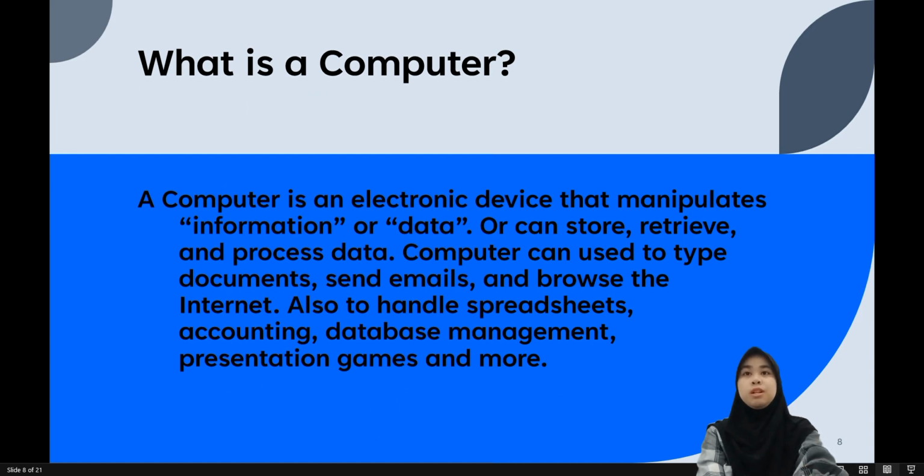What is a computer? A computer is an electronic device that manipulates information or data, and can store, retrieve, and process data. A computer can be used to type documents, send emails, and browse the internet. Also to handle spreadsheets, accounting, database management, presentations, games, and more.